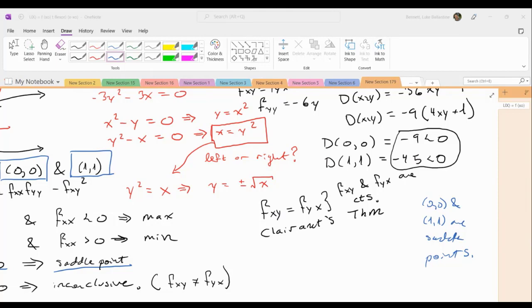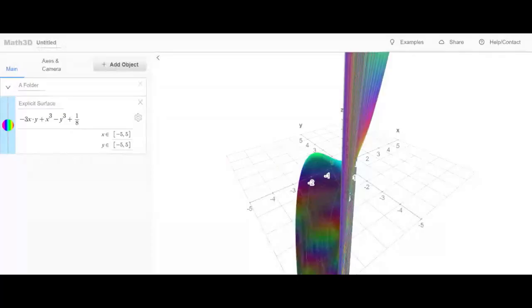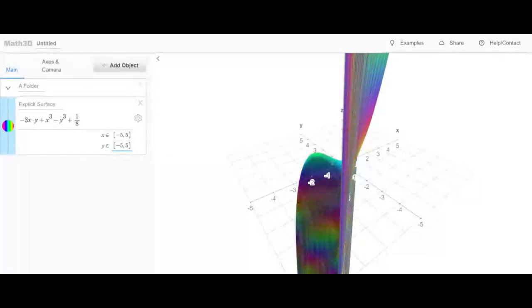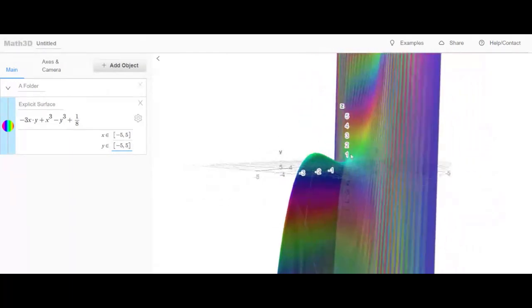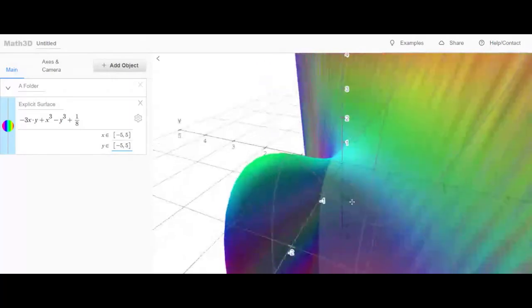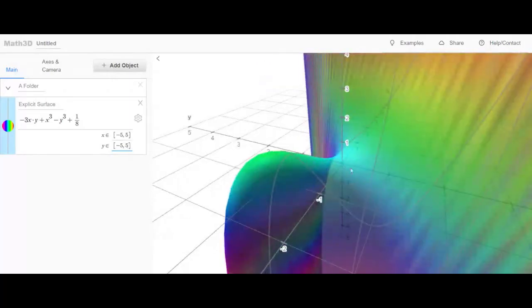I'm gonna show y'all a surface. So this is just an online tool, it's called math3d.org. So we can see at 0, 0, that's this point right here.